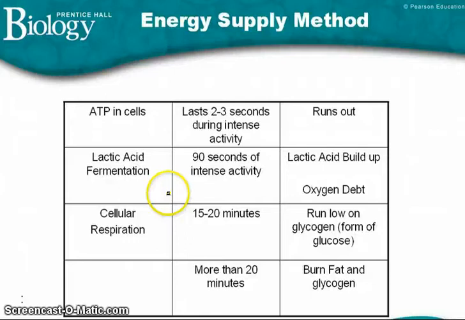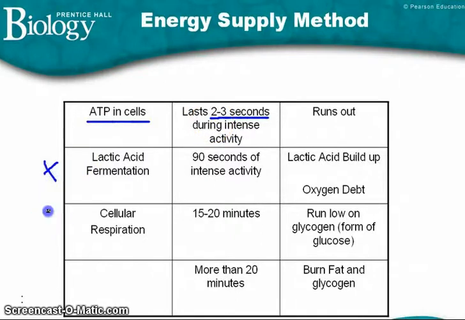Moving ahead to some practical applications of this. This chart is just trying to show you what your body uses for energy in different situations. Your cells do not store a lot of extra ATP. In fact, they have enough ATP to last only 2 or 3 seconds. So if you think of yourself sprinting the 100-meter dash, you only have ATP right away in your cells for the first 2 to 3 seconds.